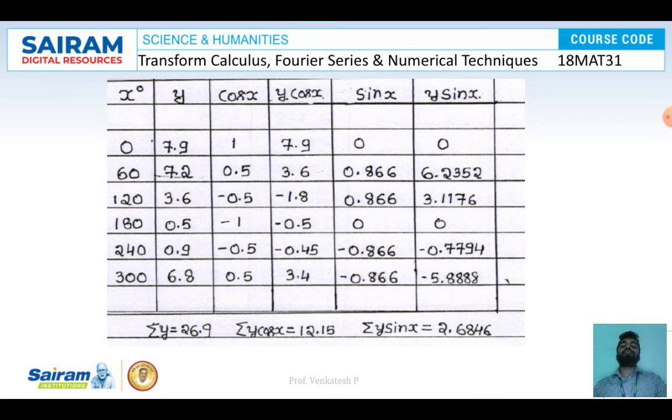So now multiplying y into sin x. So each y value I'll be multiplying with sin x. So 0, 6.2352, 3.1176, 0, minus 0.7794, minus 5.888. So now finding summation y, summation y cos x, summation y sin x. Adding all y, we got summation y is equal to 26.9. Adding all y cos x, we got summation y cos x is 12.15. Adding all y sin x, we got summation y sin x is 2.684.